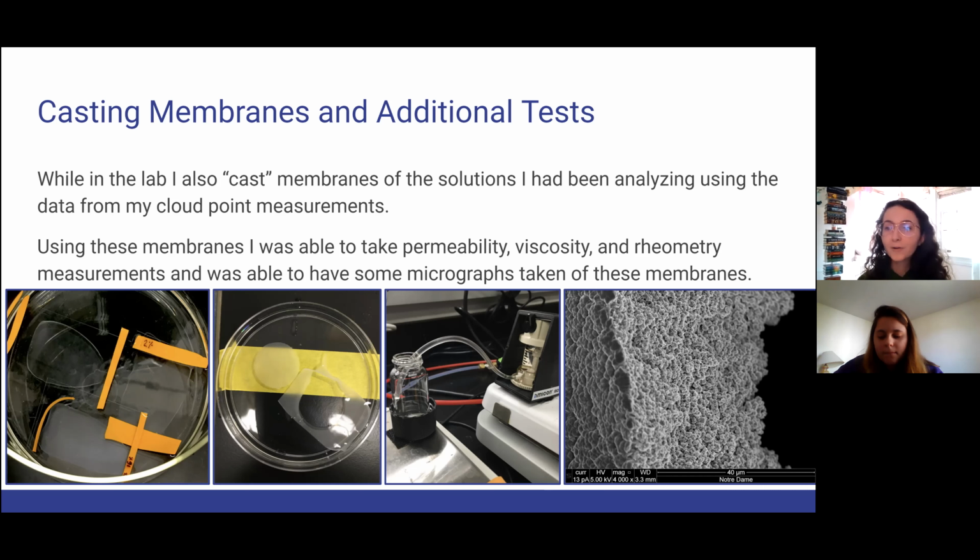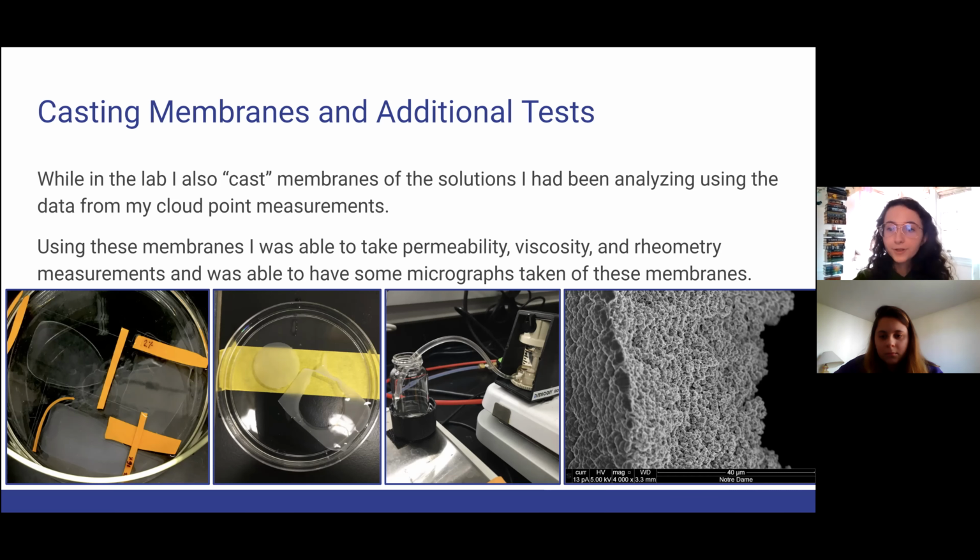And finally, I was able to have micrographs taken of the membranes I created. So in the pictures below, you can see all of what I've just discussed. First, you can see me casting those first membranes. Secondly, punching those membranes out into small circular pieces so I could put them in the third picture, which is depicting the device for taking permeability measurements. And then finally, you can see the scanning electron micrograph of one of my membranes that I took in the lab.